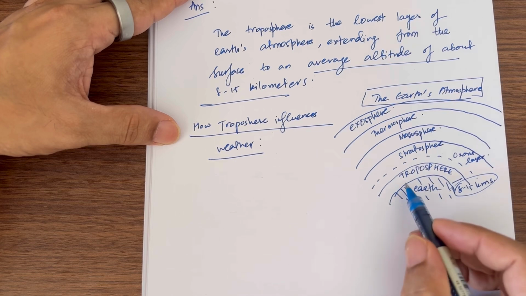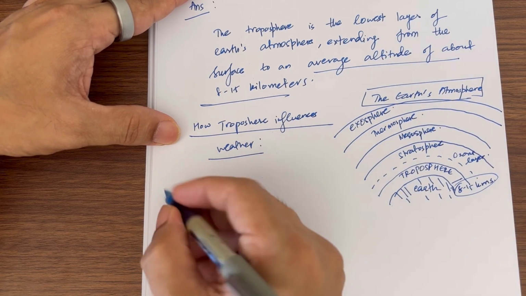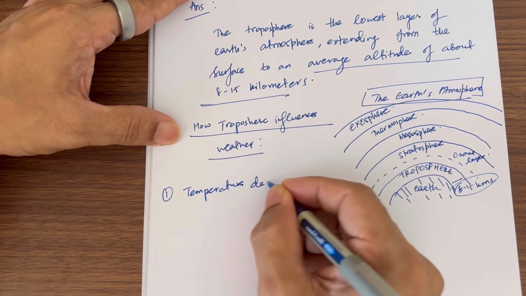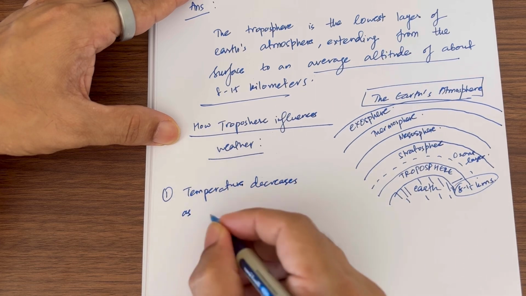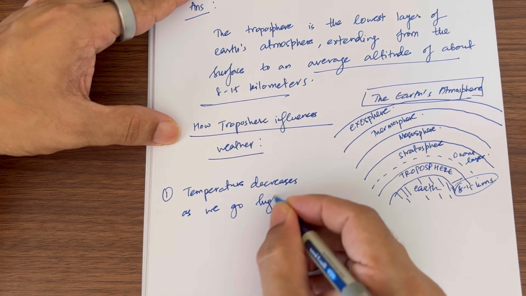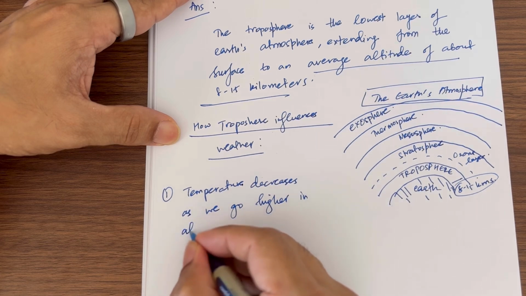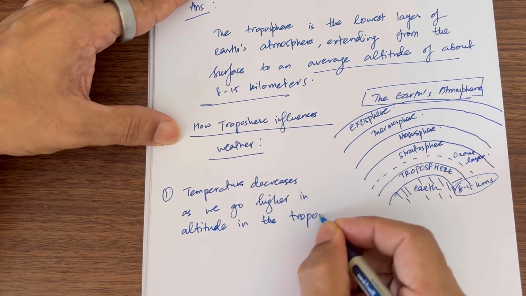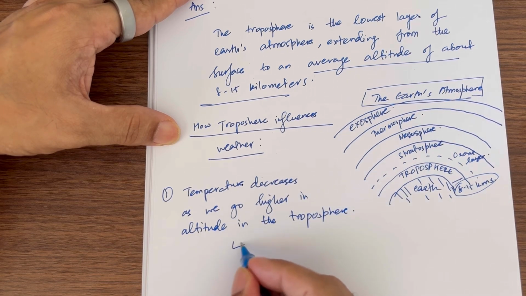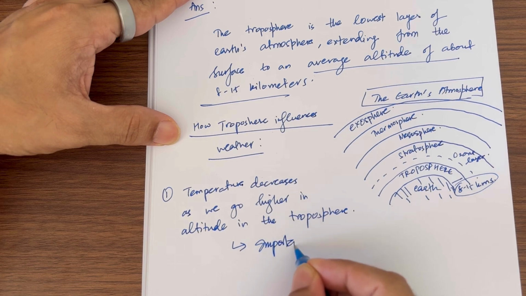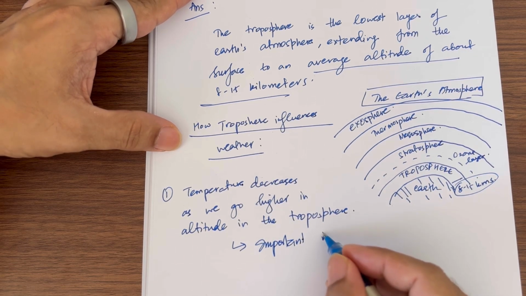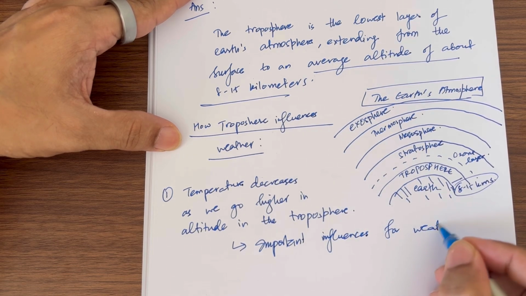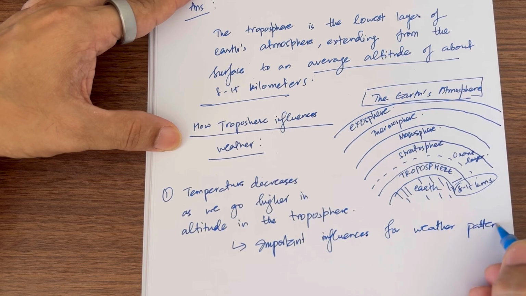Number one, obviously as the height increases here, the temperature decreases. So temperature decreases as we go higher in altitude in the troposphere. Important influence for weather patterns. Okay.